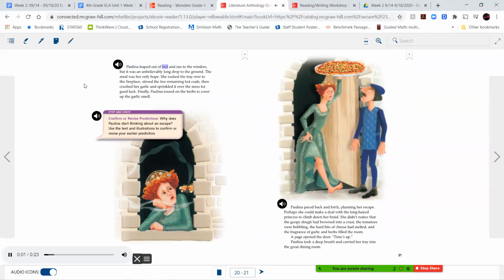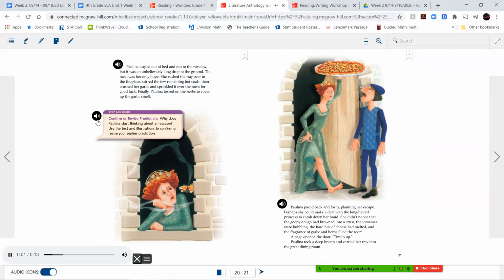Paulina leaped out of bed and ran to the window, but it was an unbelievably long drop to the ground. The meal was her only hope. She rushed the tray over to the fireplace, stirred the few remaining hot coals, then crushed her garlic and sprinkled it over the mess for good luck. Finally, Paulina tossed on the herbs to cover up the garlic smell.